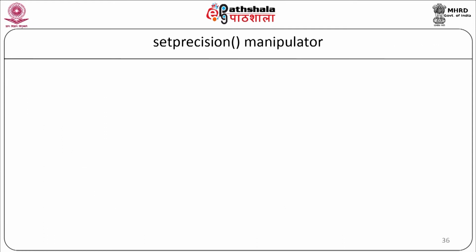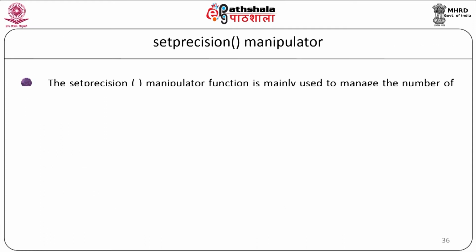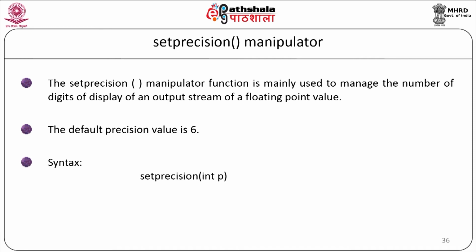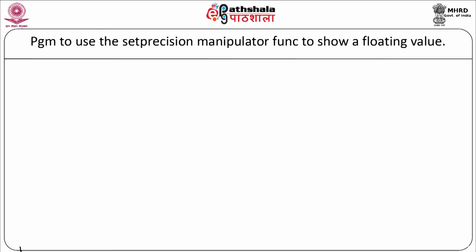The next manipulator is setprecision. The setprecision manipulator function is mainly used to manage the number of digits displayed in the output string of a floating point value. The default precision value is 6. The syntax is setprecision(int p). Now let us see a simple program to see the setprecision manipulator.